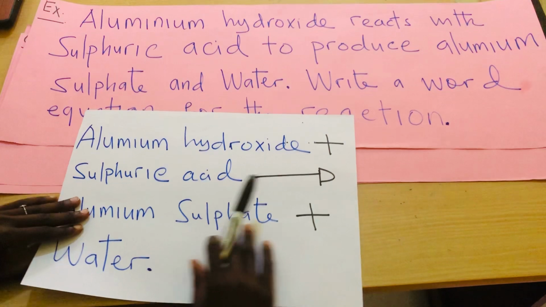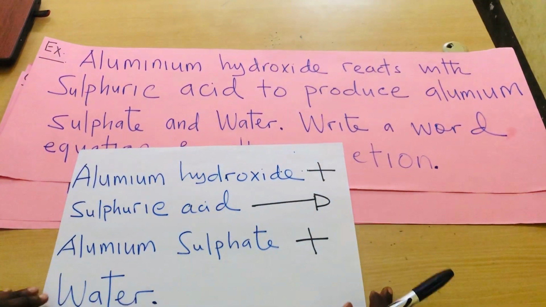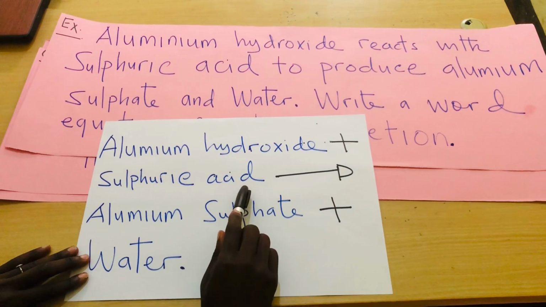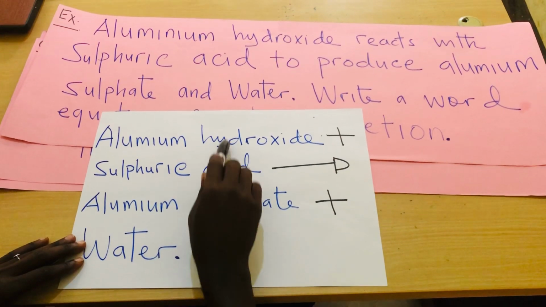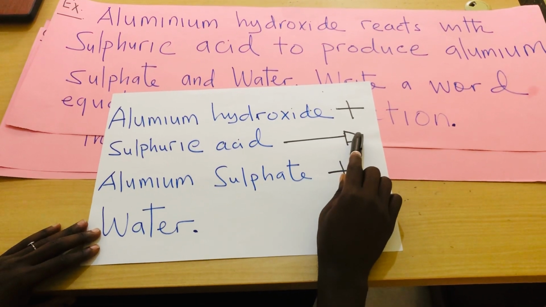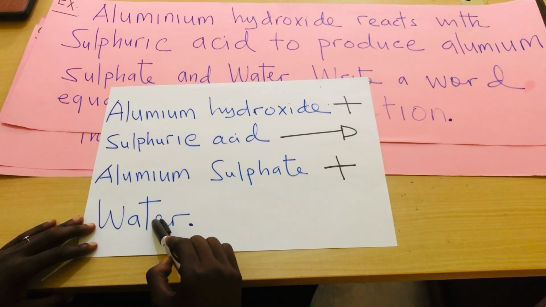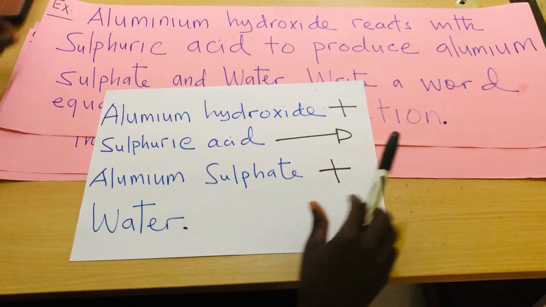So aluminium hydroxide plus sulfuric acid, these are reactants. Then to form, this is arrow which indicates the direction of the reaction, to form aluminium sulfate and water. Good.